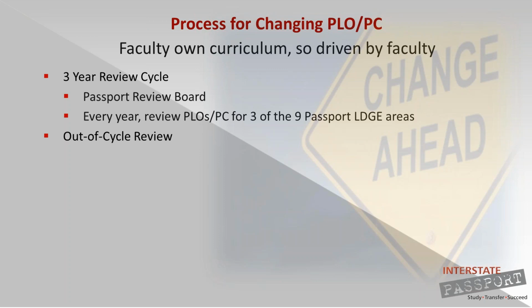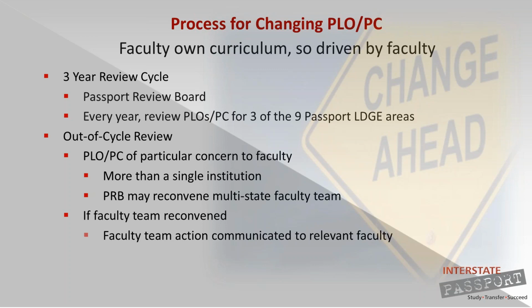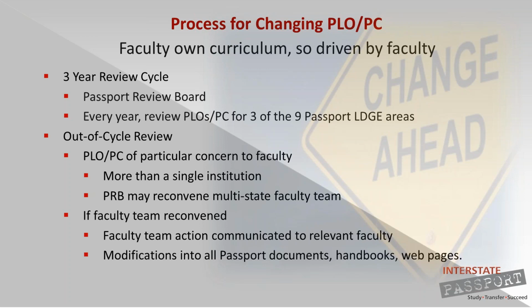There is also the stipulation for an out-of-cycle review. If a PLO or a PC is of particular concern to faculty across several institutions, the Passport Review Board may reconvene the faculty team for that particular part of the lower division GE for that particular area. And if the faculty team is reconvened, they'll be asked to look at the concern that has been brought forward, and they will take action, and the results of their action will then be communicated to relevant faculty, and the modifications that they might choose to make will go into all of the passport documents, handbooks, and web pages.